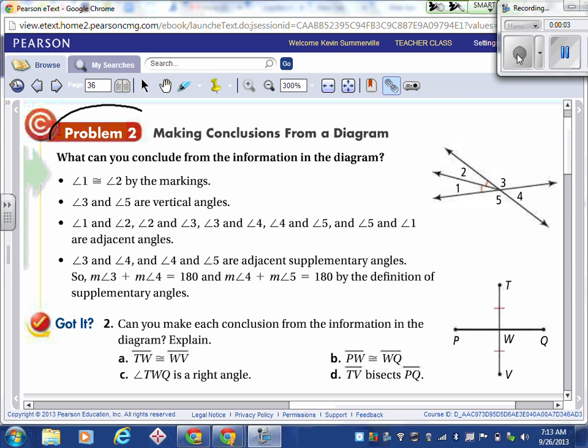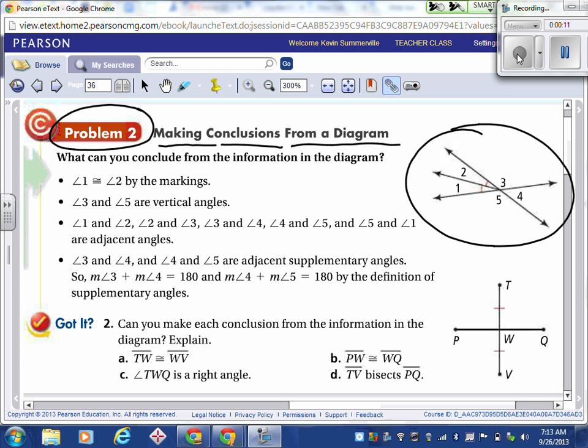Let's take a look at problem number 2. Making conclusions from a diagram. Looking at this diagram to the right, we can see by looking at the diagram that angle 1 is congruent to angle 2. What does congruent mean? That they're equals.